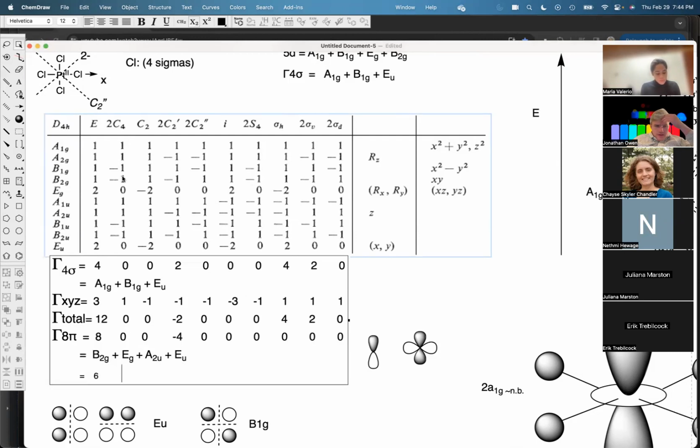E2G and EG again. So -1 and 0 is -1. A2U and E is 1. So this is 0. And B2G and EG is -1. A2U and EU is -1. So this is -2. And B2G and EG is -1. Then A2U and EU is -1. Did I get that? All right, let me do that again. Sorry. B2G and EG is 1. A2U and EU is -1, so this is 0.